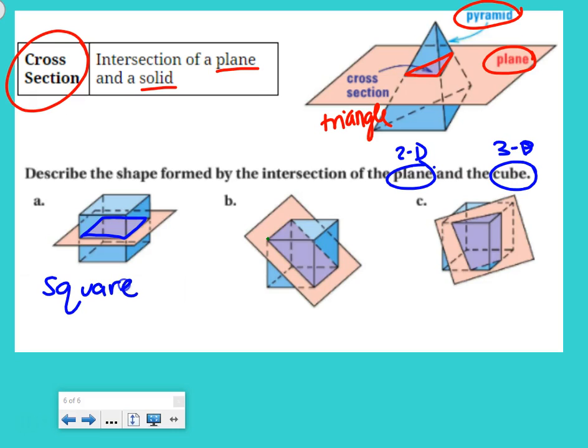Here, this plane crosses it diagonally, so we have the shape of a rectangle. And lastly, if we look here, this kind of crosses it diagonally, and it looks like we have a trapezoid.